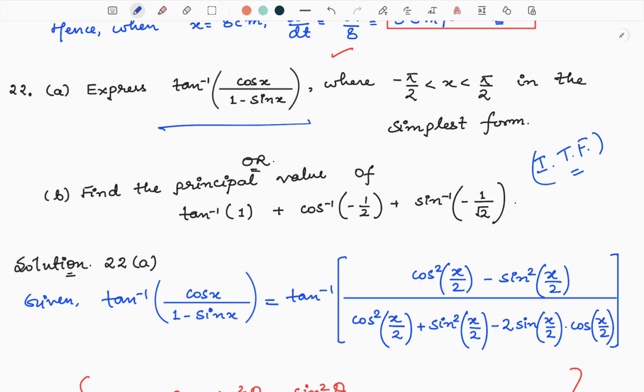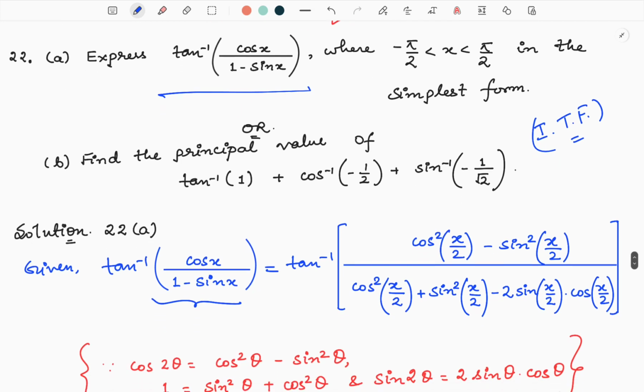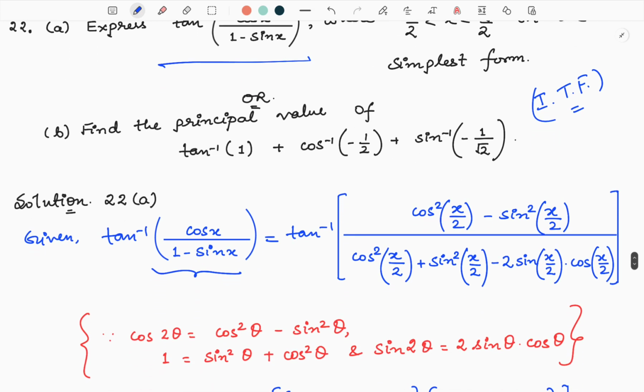So first simplify. Inside tan inverse there is a bracket, and in the bracket there is an expression. So you have to first of all convert this expression somehow into the form of tan, then only this tan inverse will get cancelled. So how to do that? So cos x we can write as cos square x by 2 minus sin square x by 2, using the formula that cos 2 theta is equal to cos square theta minus sin square theta. So you have noticed that when it is 2 theta here, this will get halved. So when this is x, half of x will be x by 2, and similarly half of x here.